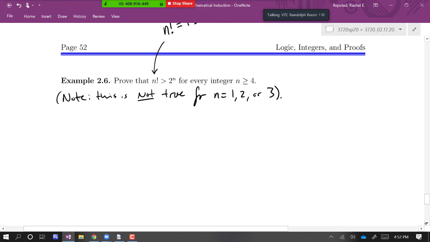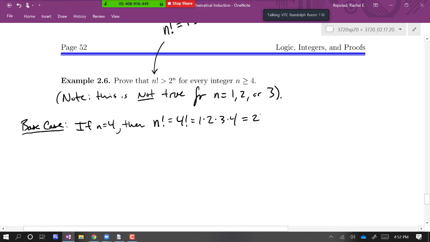So we're going to do our base case. Our base case is n equals 4. We'll just compute n factorial and compute 2 to the 4th and see that the inequality holds. So 1 times 2 times 3 times 4 is 24. And 2 to the 4th is 16. So 4 factorial is definitely bigger than 2 to the 4th. And we're done with the base case.